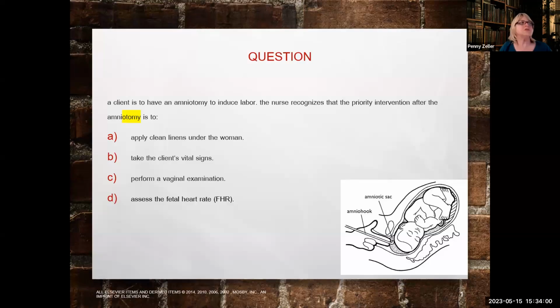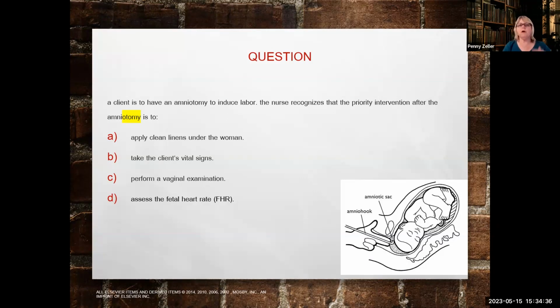Okay, let's go over the first question. A client is to have an amniotomy to induce labor. What is your priority intervention after the procedure is completed? Fetal heart rate. And why is that, do you think? Because you've just broken the lady's water, so you need to see what's happening with the baby.